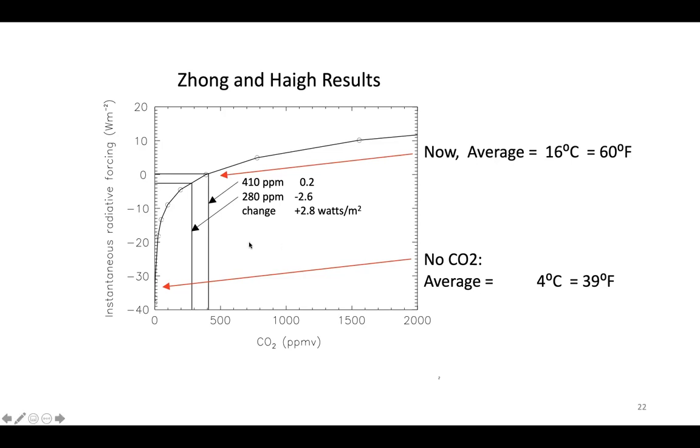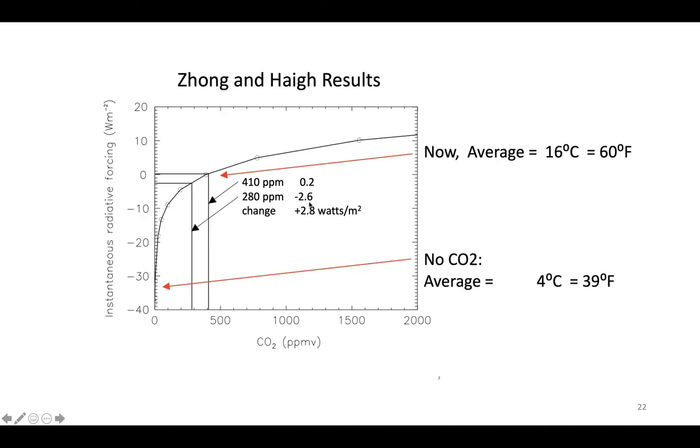On the other hand, you can see what Zhang and Haig have here. 280 parts per million is what we had in pre-industrial times. So it was already a warm Earth by those days, in the first couple centuries of recorded time were nice and warm. But there was a slightly negative value relative to 2011, which was their 0 point. Now at 410 ppm, it's about 2.6 watts per square centimeter larger.